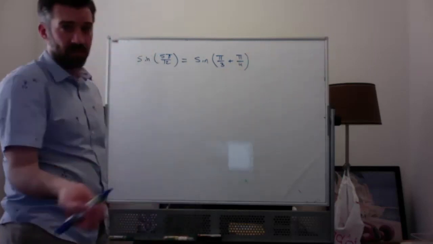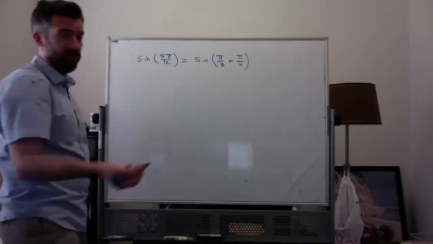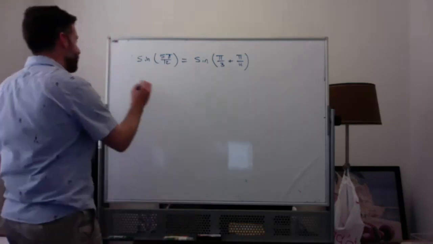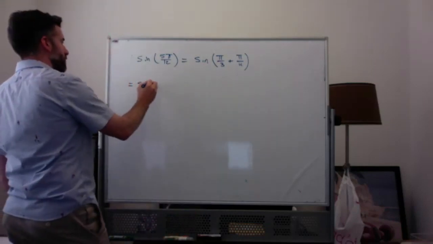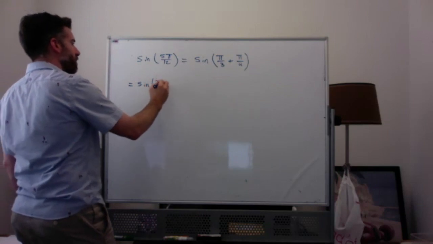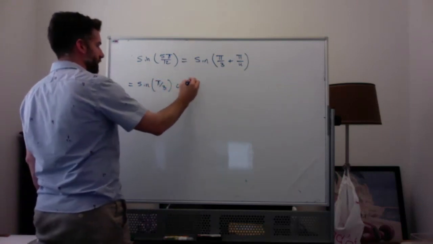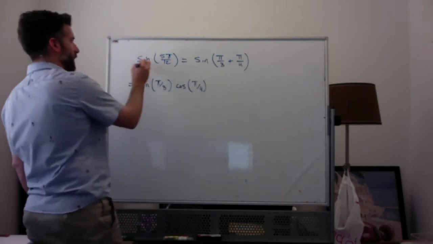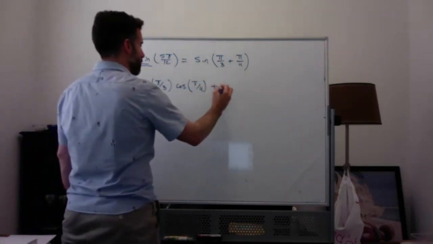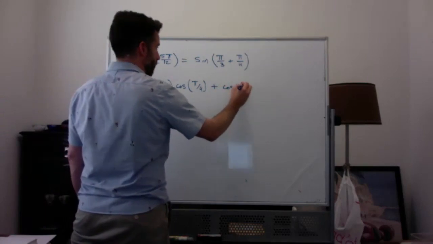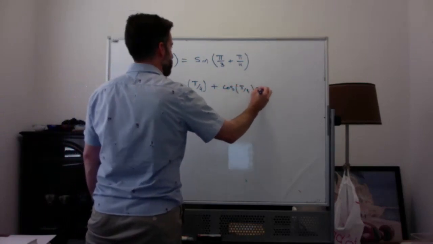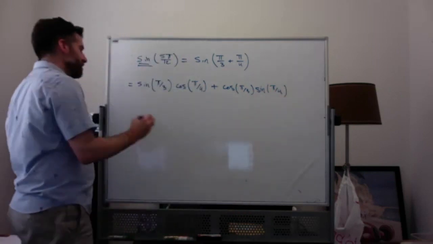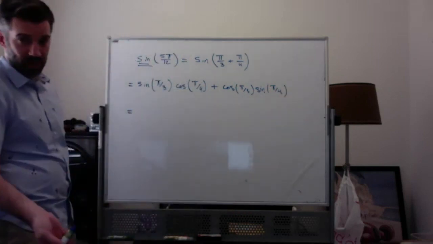And then we're just going to throw the formula at it. So sine of alpha plus beta is sine alpha cosine beta plus cosine alpha sine beta. That's going to be sine of the first angle times cosine of the second angle. If it's a plus here, it's a plus here for the sine formula. Cosine of the first angle times sine of the second angle.